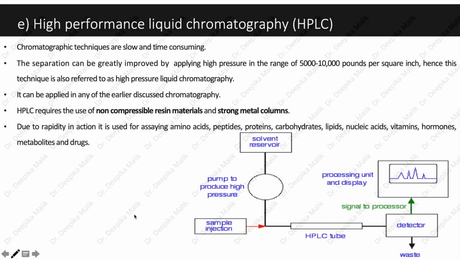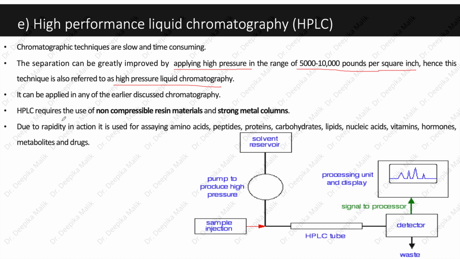High-performance liquid chromatography. Since chromatographic techniques are slow and time-consuming, the separation can be greatly improved by applying high pressure in the range of 5,000 to 10,000 pounds per square inch. Hence, this technique is referred to as high-pressure liquid chromatography. It can be applied in any of the earlier discussed chromatography.